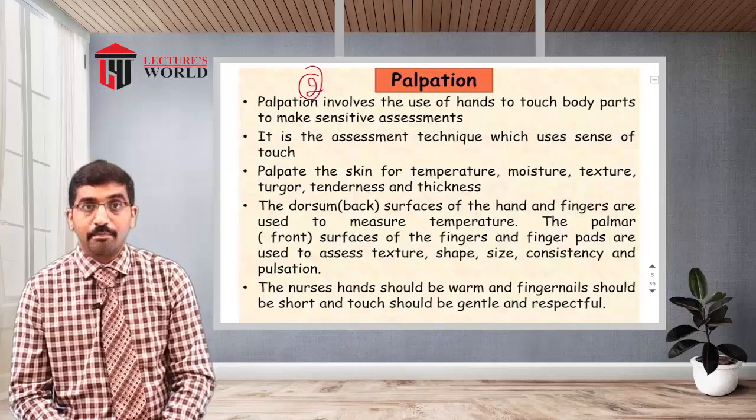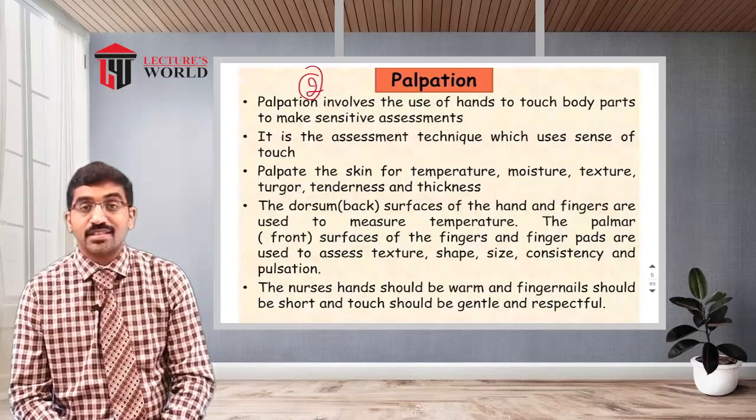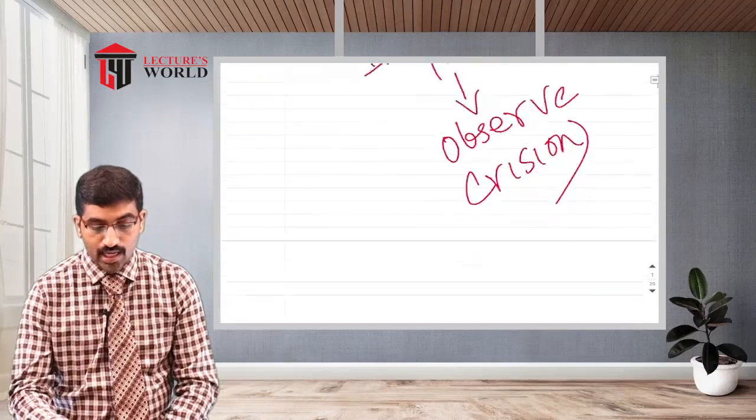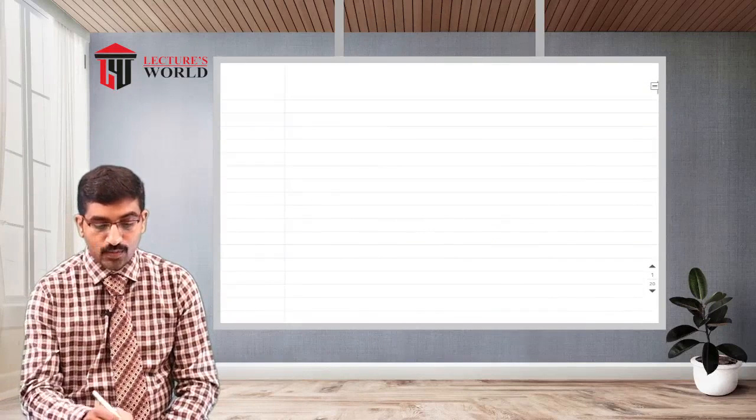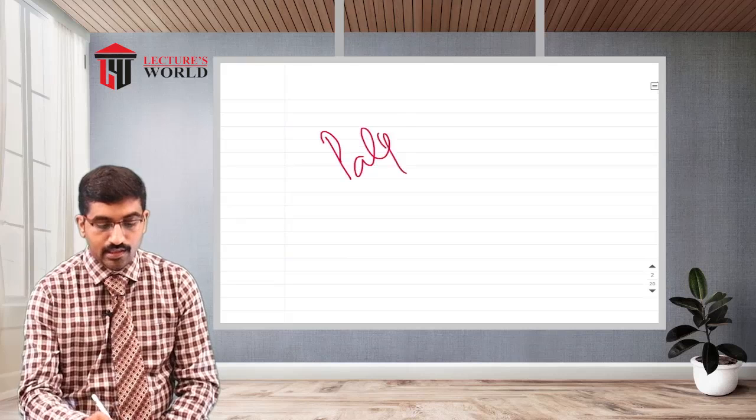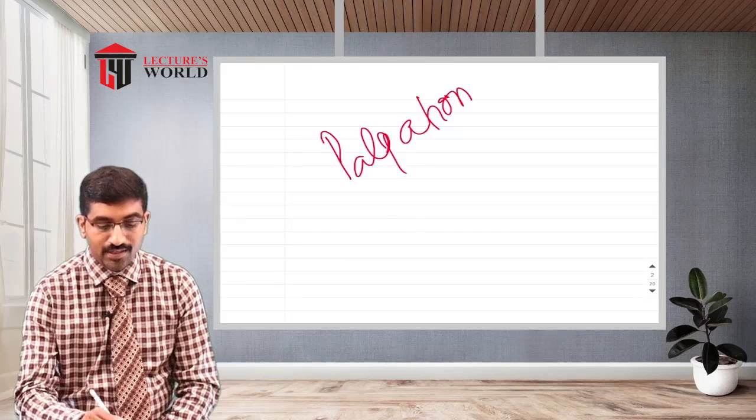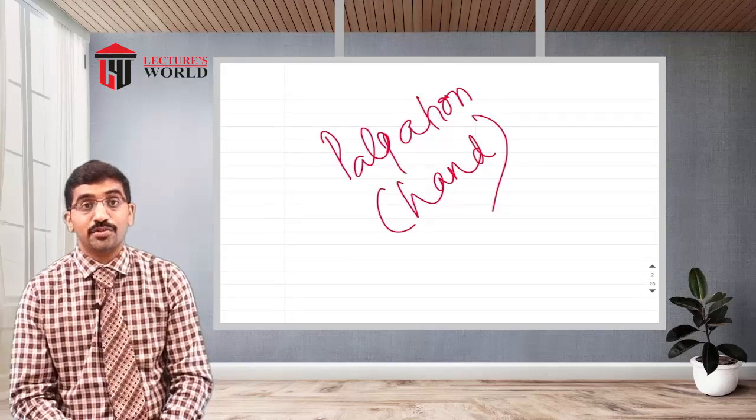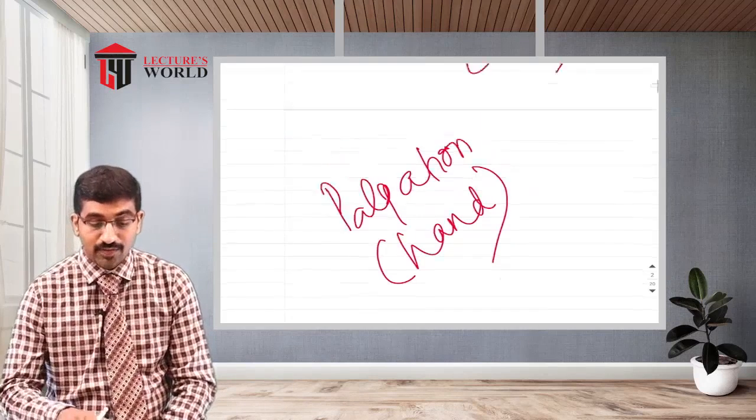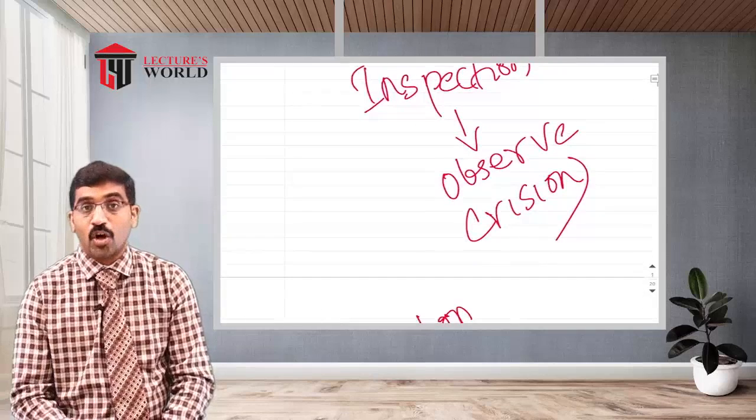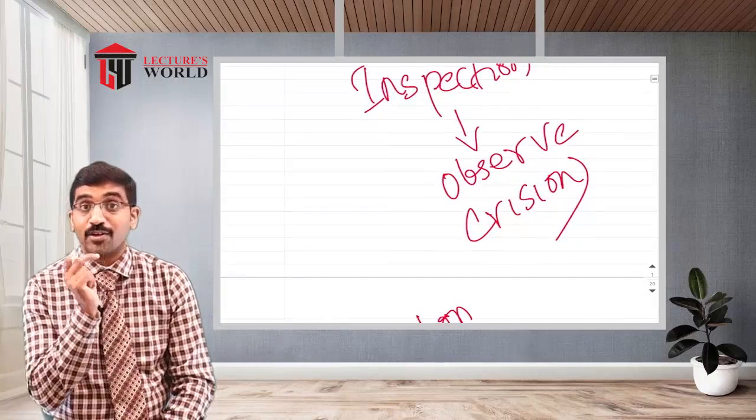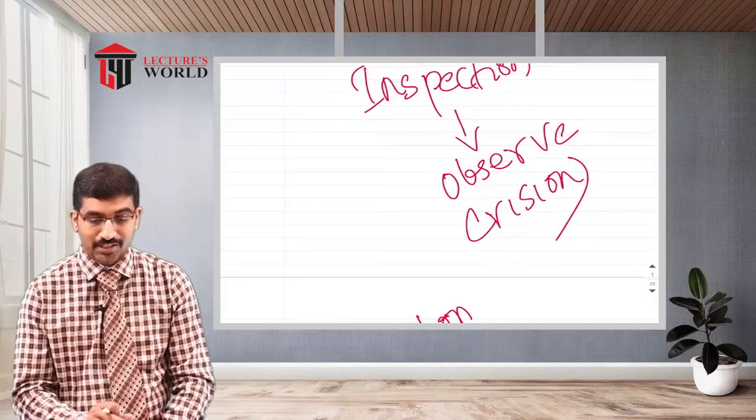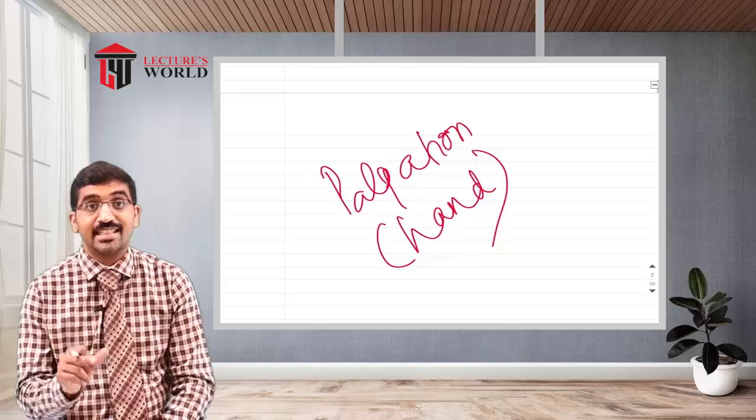Palpate. The word palpate means we are using our hand. Okay, so I'll just write here how we can define palpation. Palpation means we are using our hand; with our hand we are going to do the assessment. In inspection, we are only going to observe through our eyes. We are not going to speak more, we are not going to touch more in inspection. But in palpation, here the touch comes.